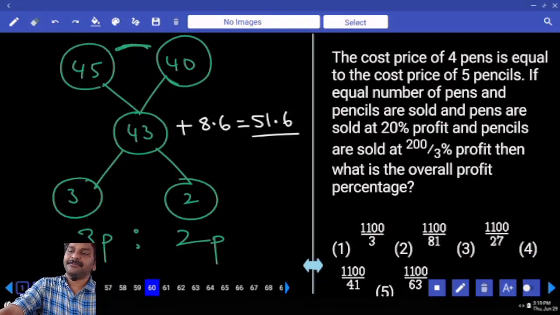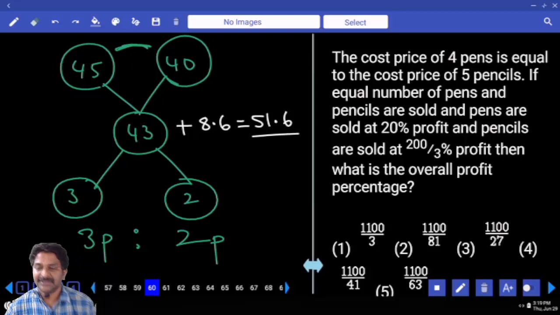The cost price of 4 pens is equal to the cost price of 5 pencils. If an equal number of pens and pencils are sold, and pens are sold at 20% profit and pencils are sold at 200/3% profit, then what is the overall profit percentage?